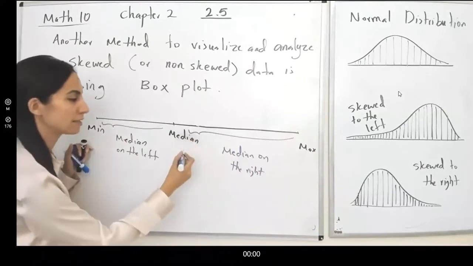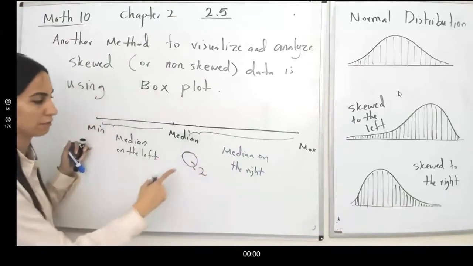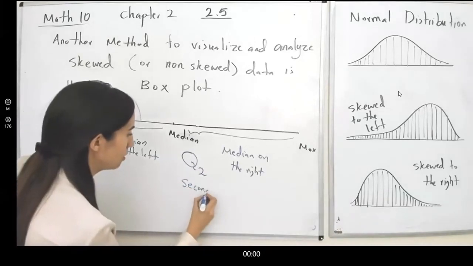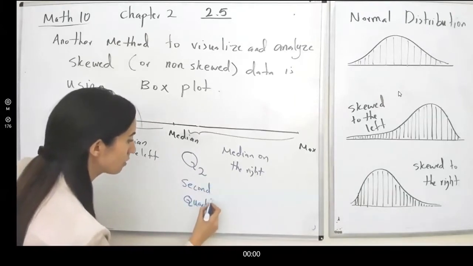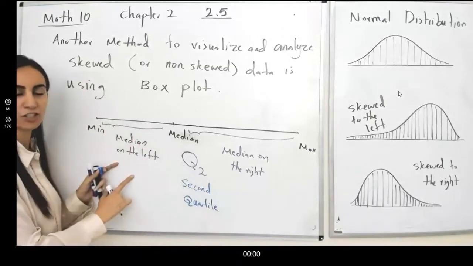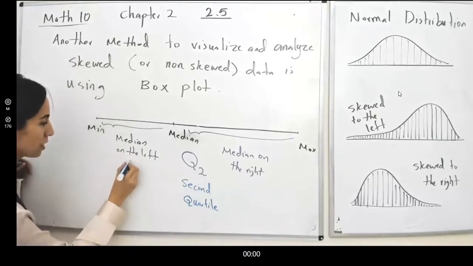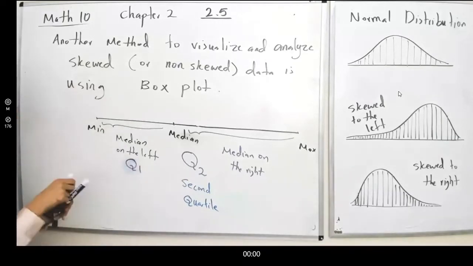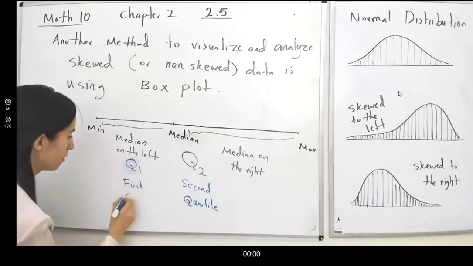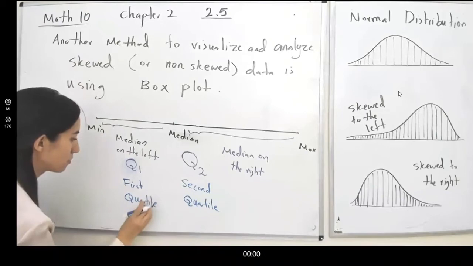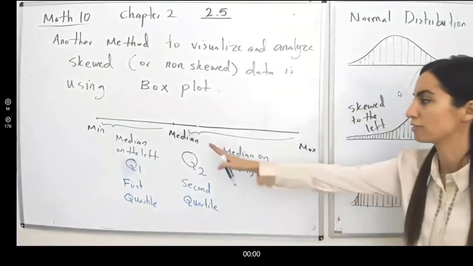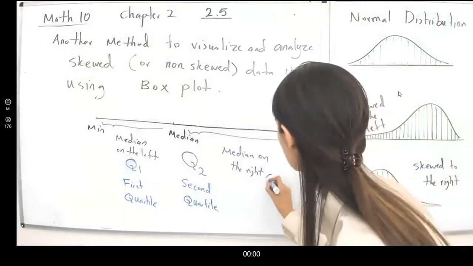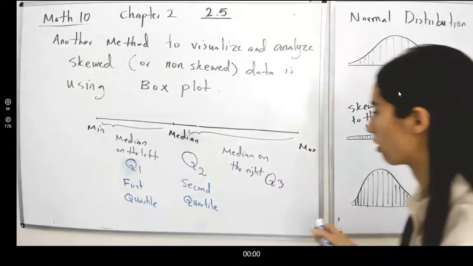So we have minimum value, we have maximum value, we know how to find median. We call median the second quartile. We denote it by Q sub 2, second quartile. The median of the first collection is called the first quartile, denoted by Q sub 1. The median of the set on the right-hand side is called the third quartile, Q sub 3.